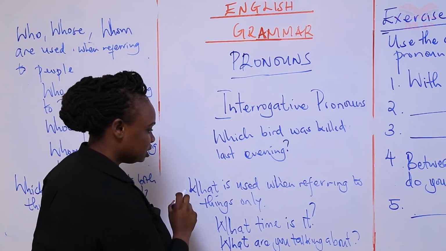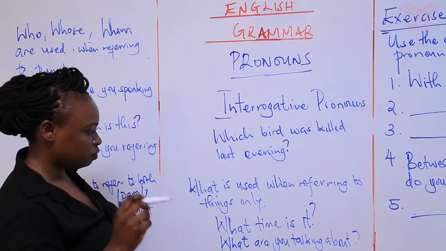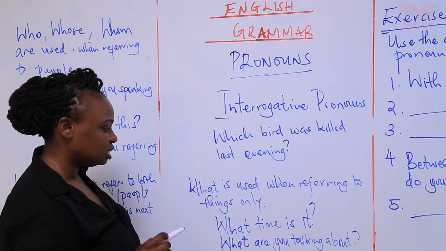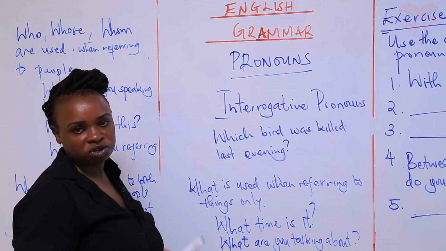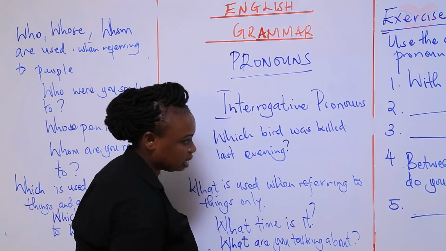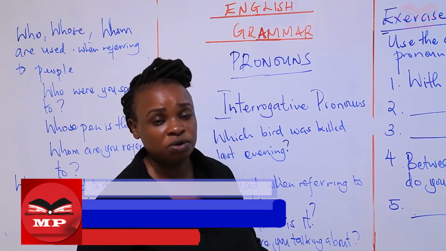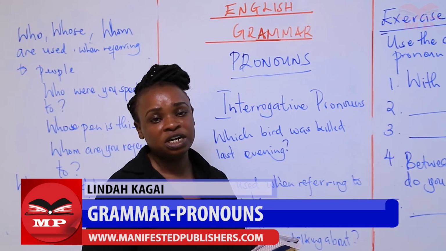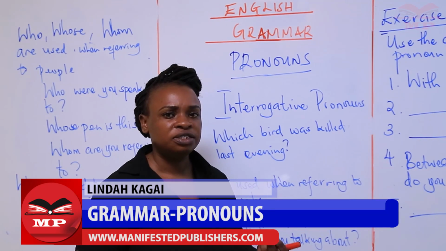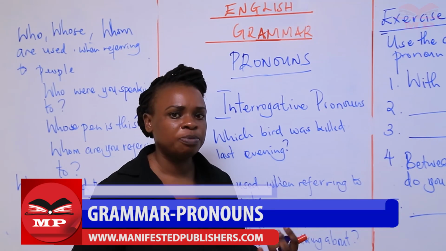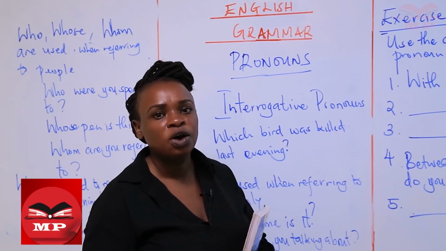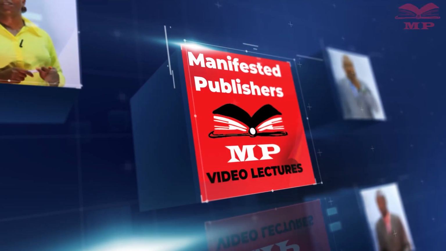So another one is what, used when referring to things only. What time is it? What are you talking about? Then you put the question mark there. All right, so we have come to the end of the lesson. Next time we're going to look at interrogative pronouns, maybe in their usages, or maybe another type of interrogative pronoun, and a brief exercise on the same.